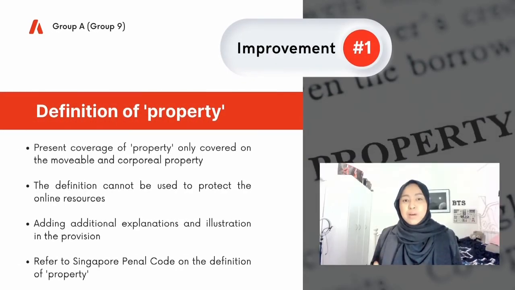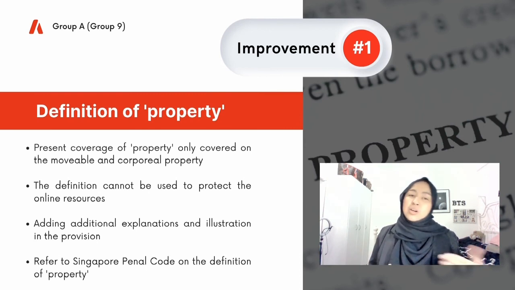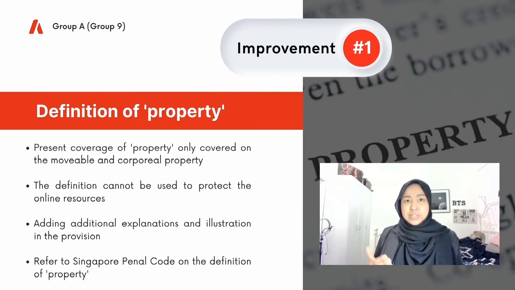One of the ways is by widening the scope of property to cover not only movable property, but also immovable property such as online resources. The idea of amending the definition of the scope to include both movable and immovable property is a wise idea, as nowadays property is not only limited to movable assets, but also includes immovable and intangible assets such as virtual currency and more.